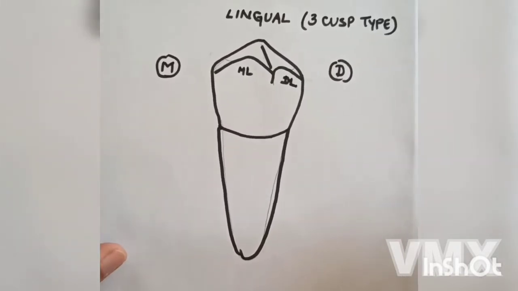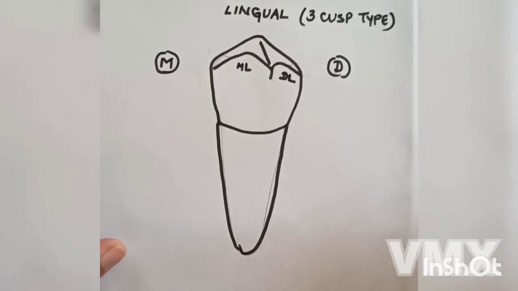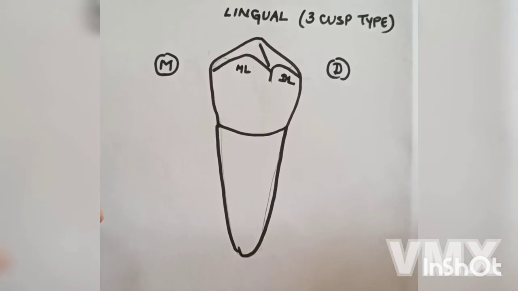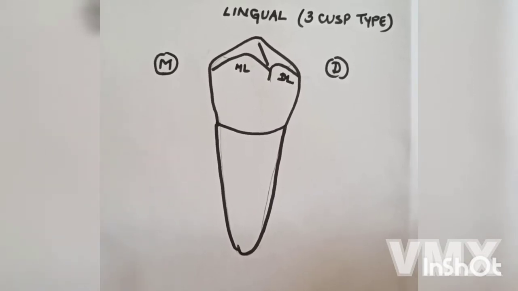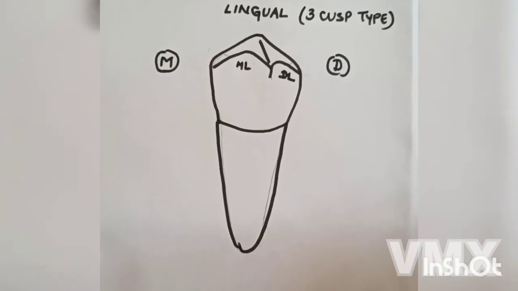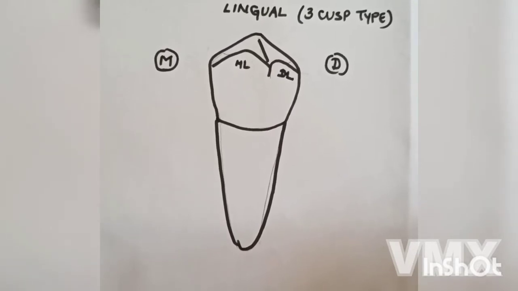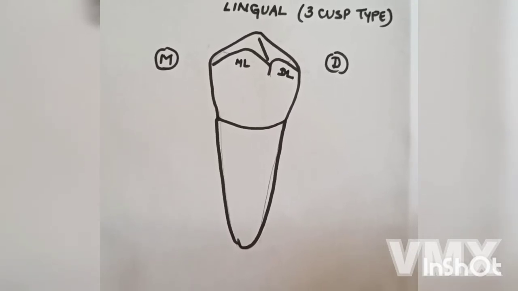Now let us learn about the morphology of the lingual aspect of the mandibular second premolar. One general feature to remember, whether it's the three cusp type or the two cusp type, the lingual convergence is very less. So we don't see much of the proximal surfaces from the lingual aspect like we see in other teeth. The rest of the morphology of the crown we will learn according to the three cusp type and the two cusp type.